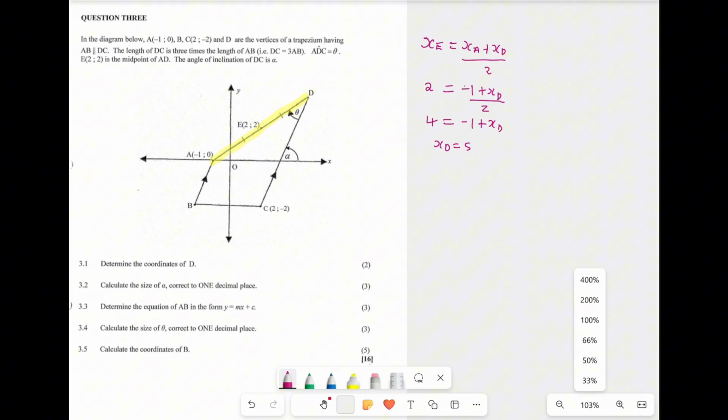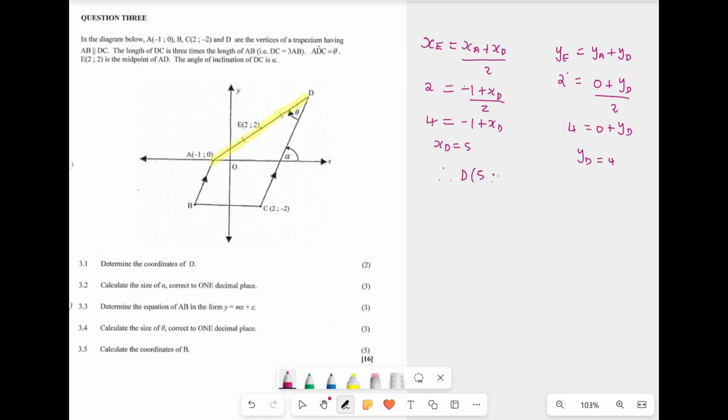Now we also need to calculate yD. Again, we use the y value for the midpoint E: yE is equal to (yA plus yD) over 2. yE is given as 2, equal to (yA, which is 0, plus yD) all divided by 2. If we cross multiply, we have 4 is equal to 0 plus yD. So our yD is equal to 4. Therefore, the coordinates of D are (5; 4).